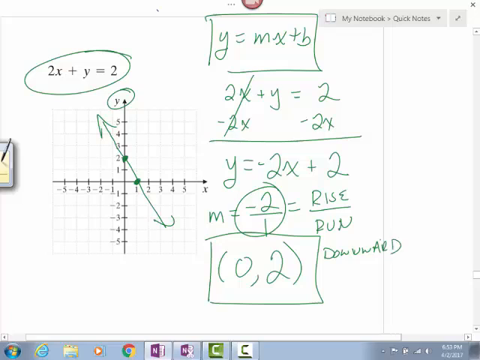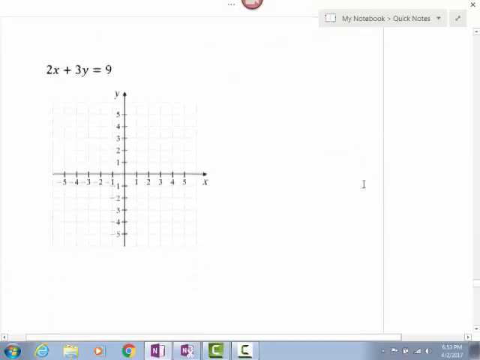And again, I can see that my line is going downward. So again, I want to mention that a negative slope and a downward line go hand in hand, right? You don't have to write these things down, but if you notice that you have a negative slope, your line should be moving down. Okay, let's try the next problem.